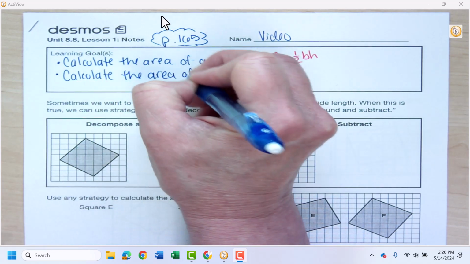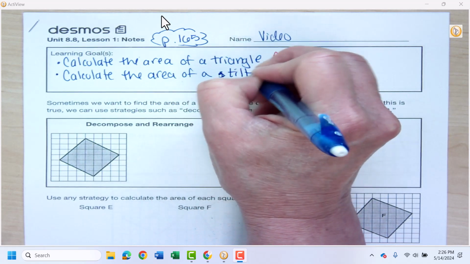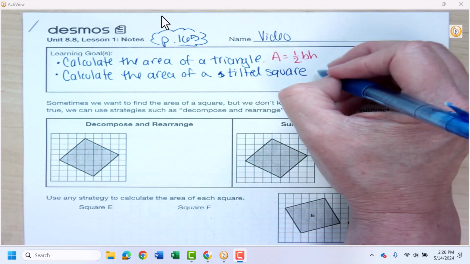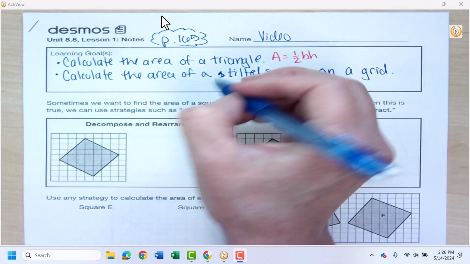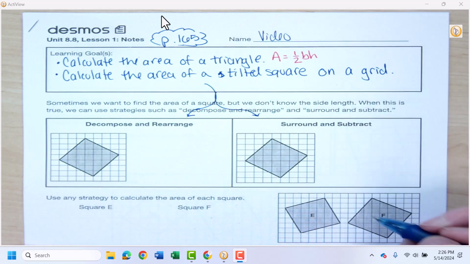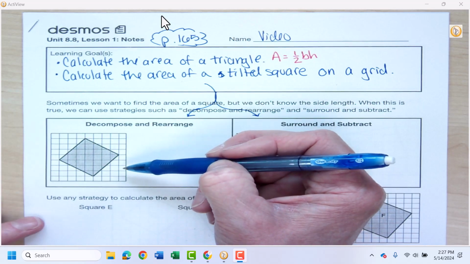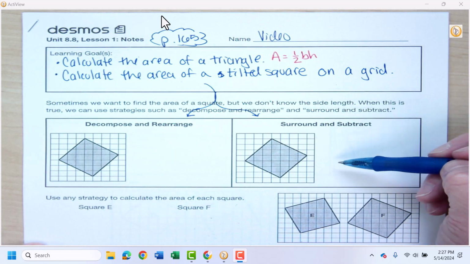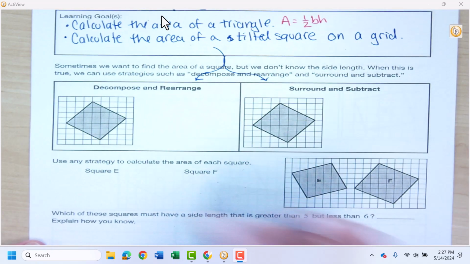It's easy to find the area of a square sitting on the ground. Oops, tilted square. But there's a technique that we can use for finding the area of a tilted square on a grid. And there's actually two methods that we're going to use: decompose and rearrange, and surround and subtract. I'm going to show you how to do decompose and rearrange, and we'll do one example with that. And then we'll do the same with surround and subtract. I'll show you one, and then we'll try one more with that. Let's start with decompose and rearrange.